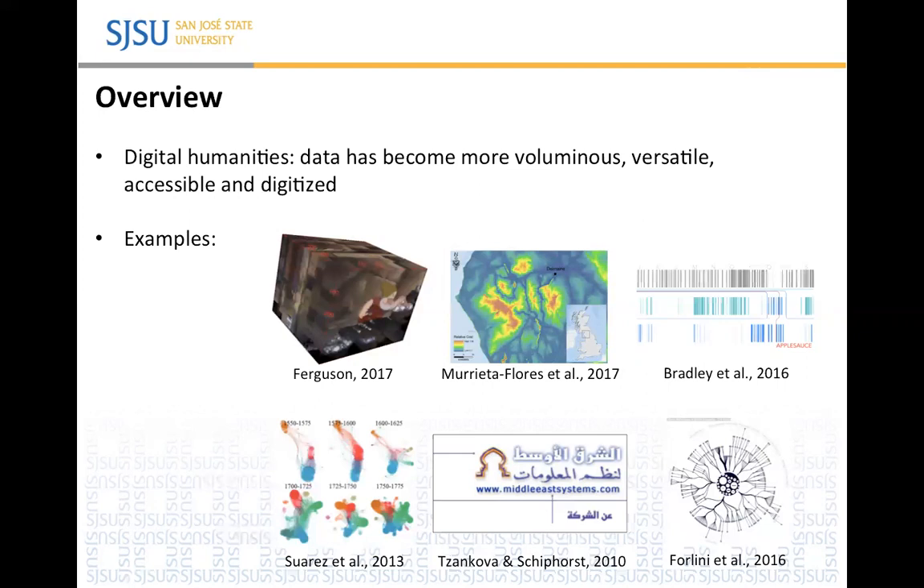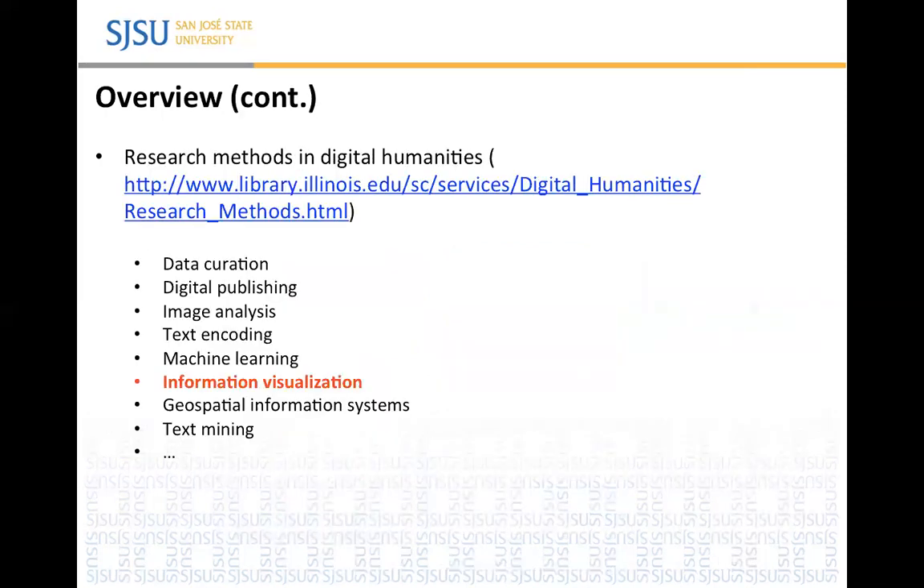And one more example from the top right figure shows the work from Bradley et al., in which visualization was used to explore language structures, or according to the authors, the DNA of languages. So you can see there is a wide range of application data types and also the techniques in digital humanities. So from these examples, we can find, again, a wide range of technologies being applied, such as image analysis, machine learning and data mining, information visualization, or even GIS. So in this research, I will focus mainly on information visualization.